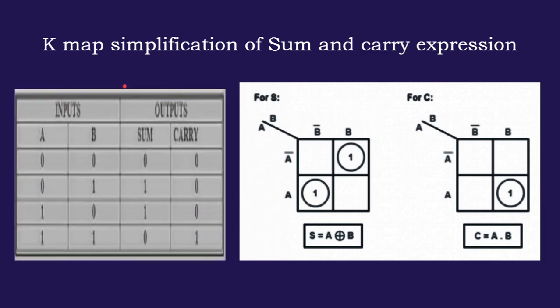So how is the expression formed? We have to draw the truth table and then we have to draw the K-map. This is the K-map, called the Karnaugh map. The Karnaugh map generally helps to simplify the given Boolean expression. So how to use the K-map?